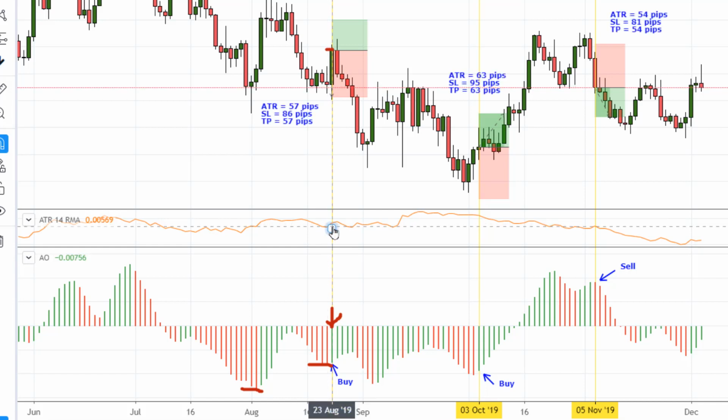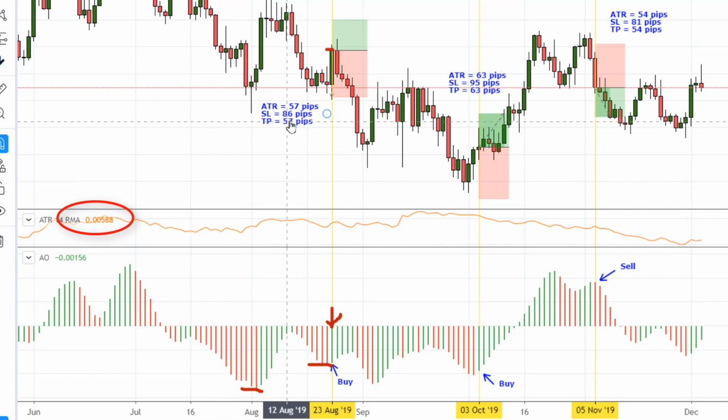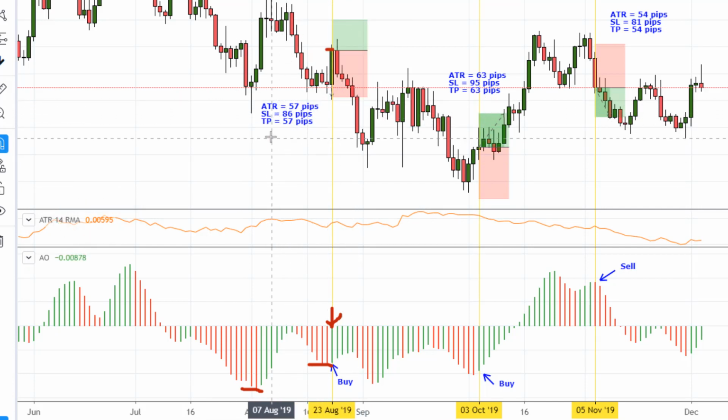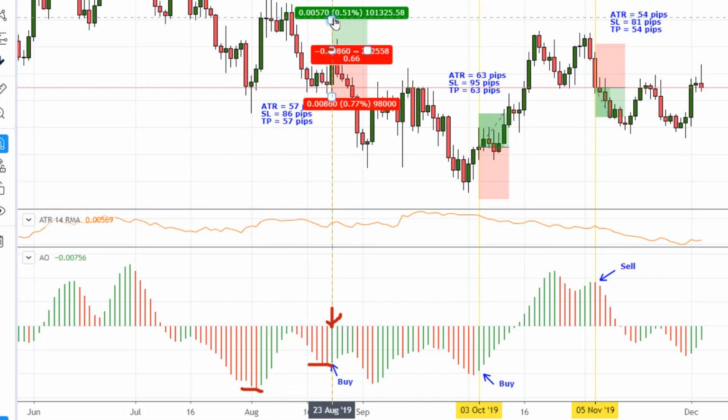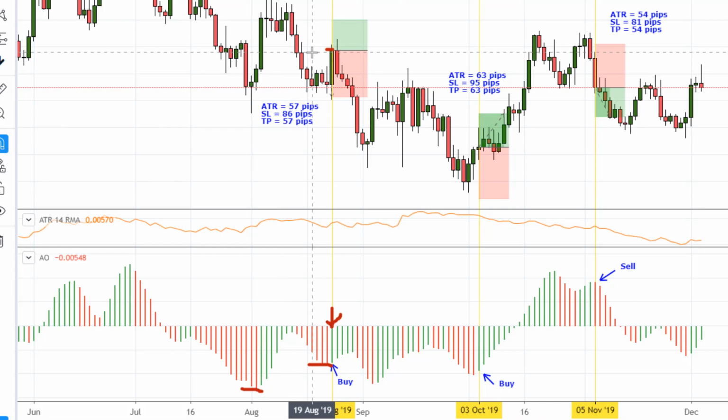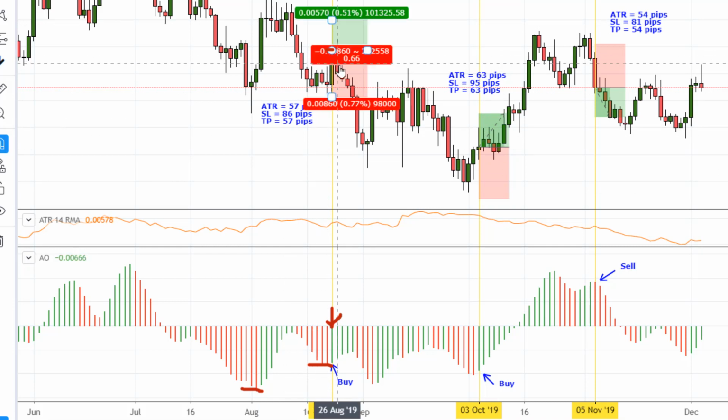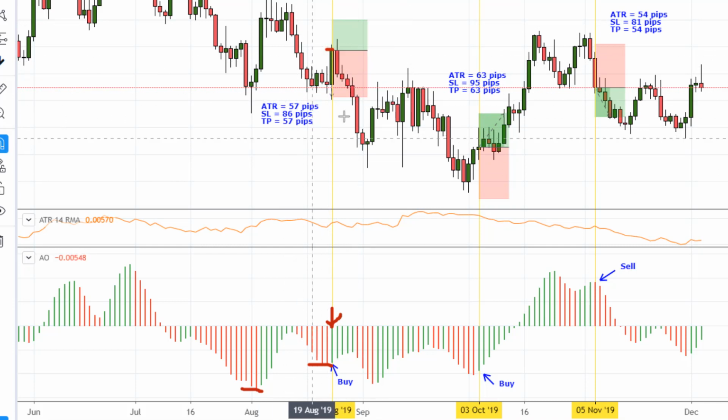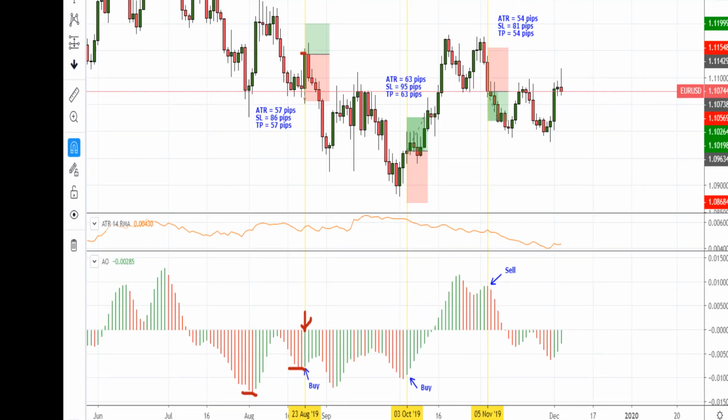Now right here you can see that the ATR is 57 pips. So the stop loss is going to be 1.5 times that, or 86 pips down here, and the take profit will be 57 pips up here. Now obviously this thing turned immediately and went down and hit our stop, so this is a loser right here. So let's find the next example.